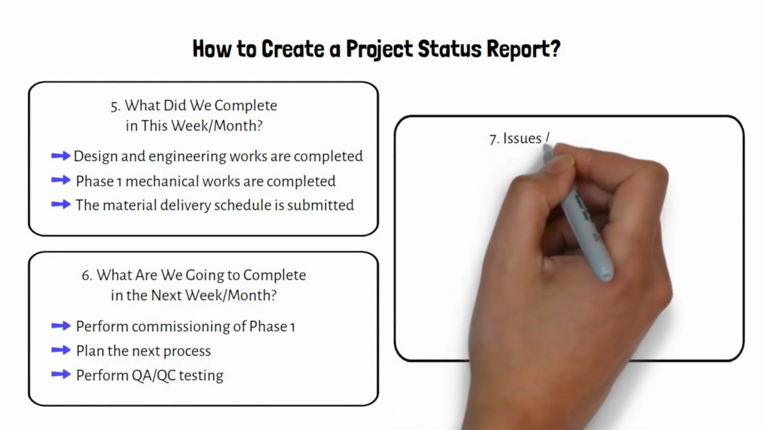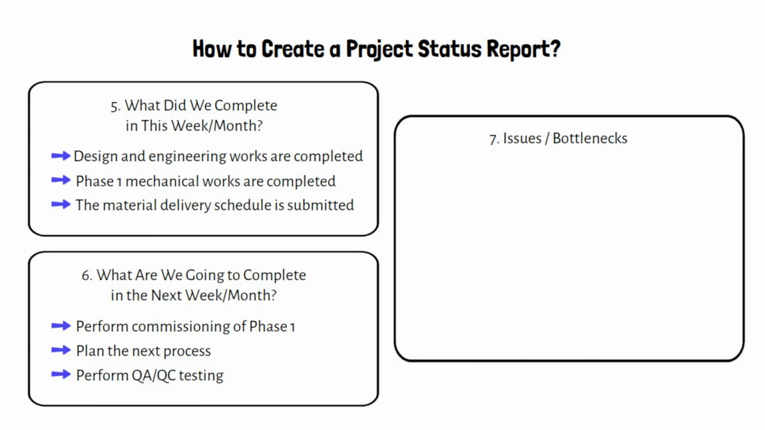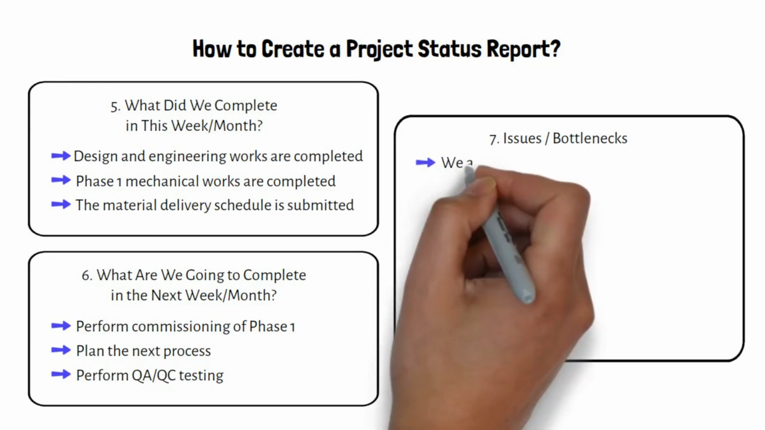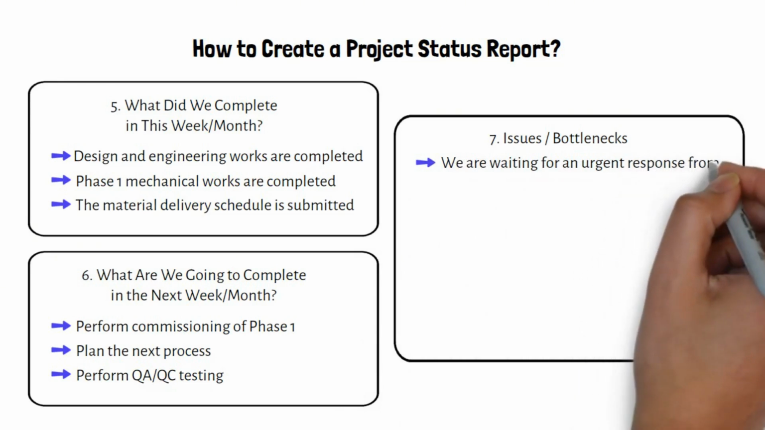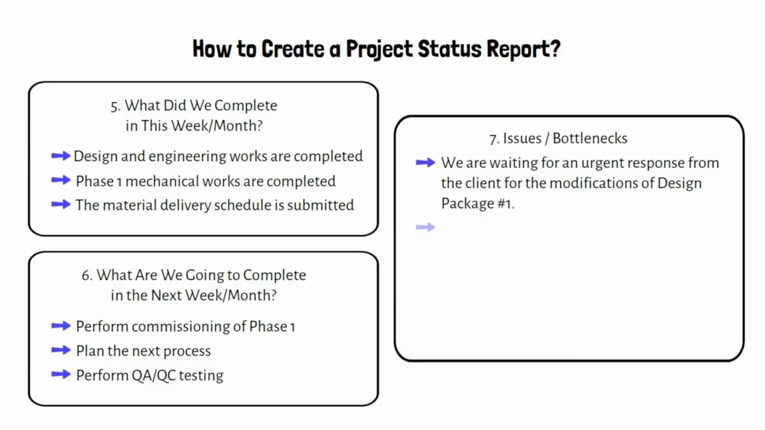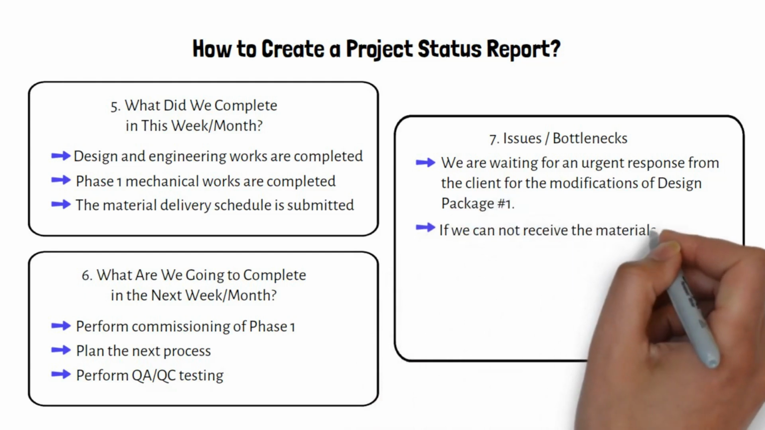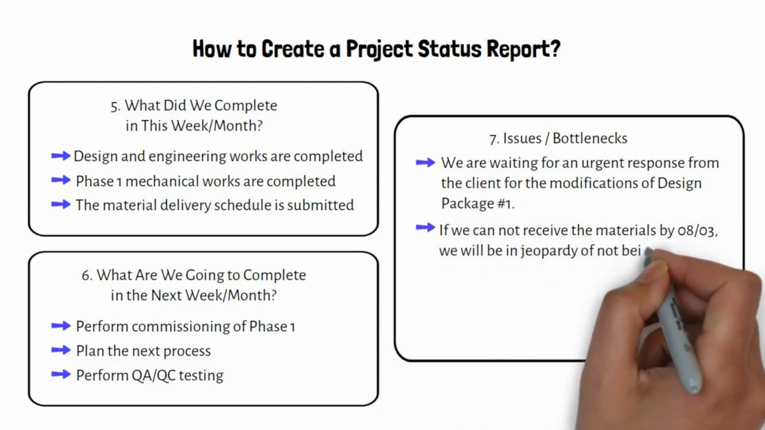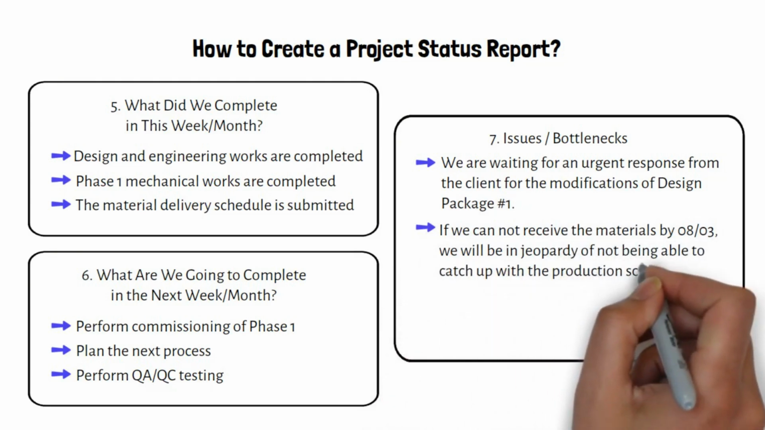7. Issues/bottlenecks. Issues and bottlenecks is one of the most important sections of the project status report template. This section lists the obstacles and issues keeping you from moving forward. Example: we are waiting for an urgent response from the client for the modifications of design package number 1. If we cannot receive the materials by August 3rd, we will be in jeopardy of not being able to catch up with the production schedule.